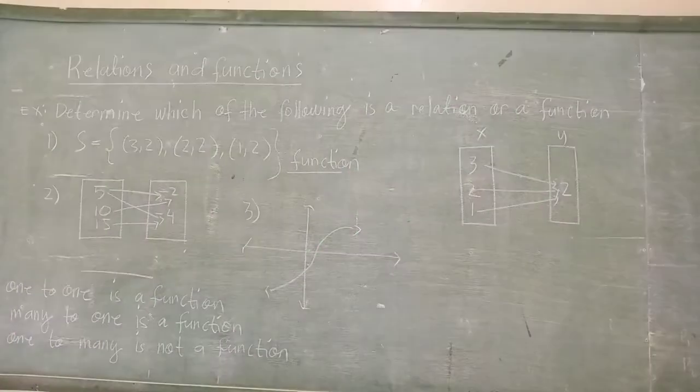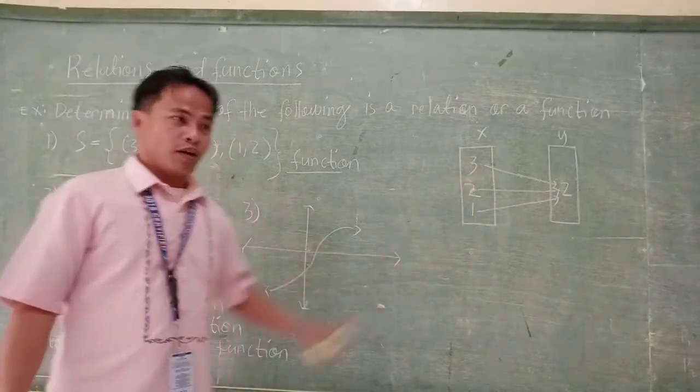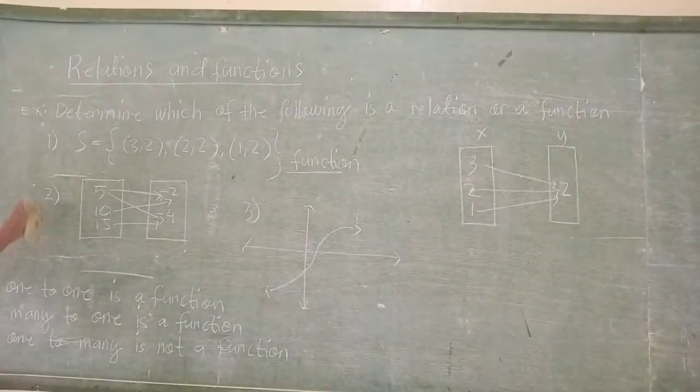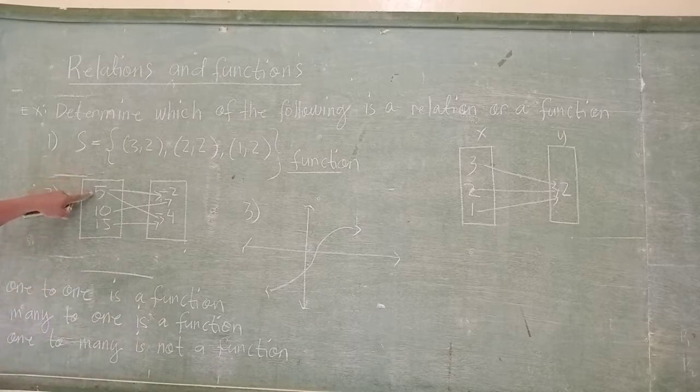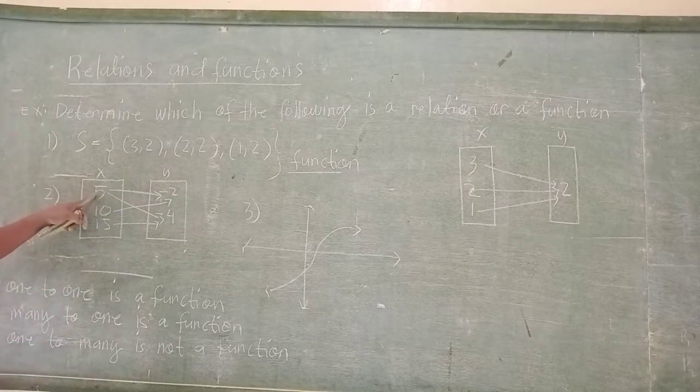Okay, let us have now number 2. Number 2, we will not do this anymore like the previous one because it is already expressed in a diagram mapping. Okay? So let us try to figure out what type of correspondence this is. We have 5 here as the first value. This is for x and this is for y. The x value, particularly 5, has two values, negative 2 and negative 4.